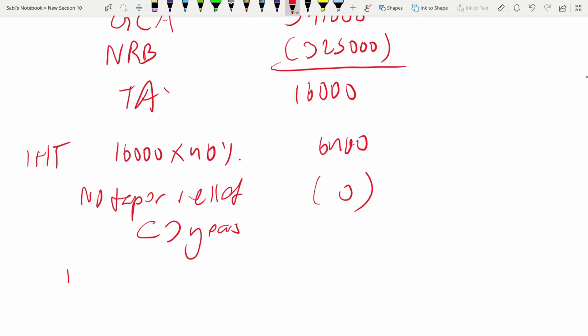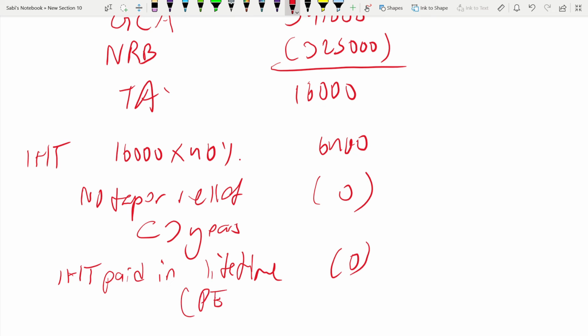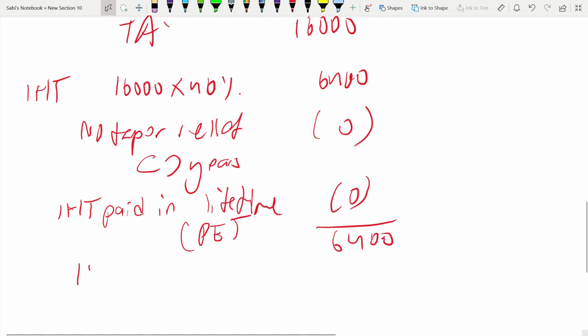And remember, any IHT paid during lifetime you have to deduct at death. Because this is a PET, you do not pay any IHT in lifetime, but you have to write it. IHT paid in lifetime, you have to show it is 0 because it's a PET. You have to write it's a PET. That's why it is 0. For that you are going to get marks. So it's simply 6,400 IHT payable on death.